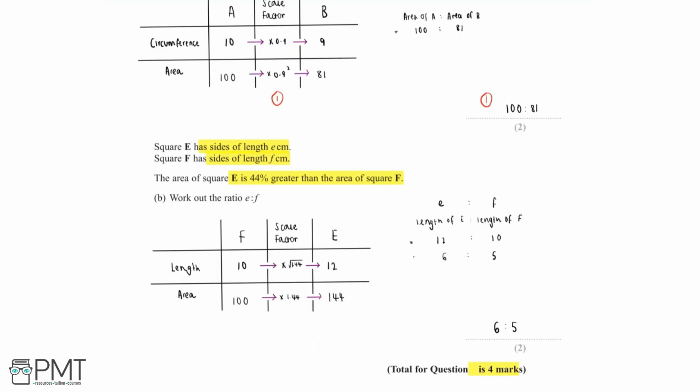In part B, we get the third mark for finding that the scale factor of the length would be the square root of 1.44. And we get the fourth and final mark in part B for getting the correct answer that the ratio E to F is equal to 6 to 5. And so we've now achieved the full 4 marks needed in this question.